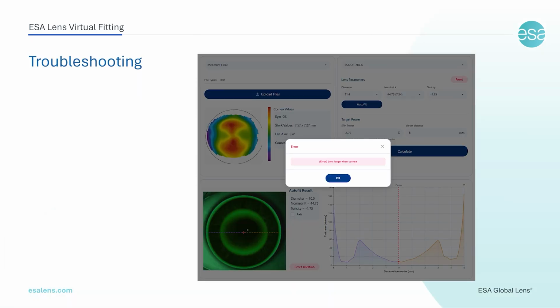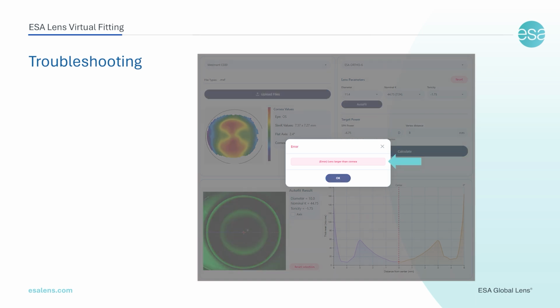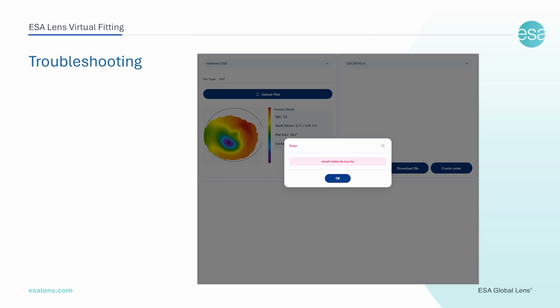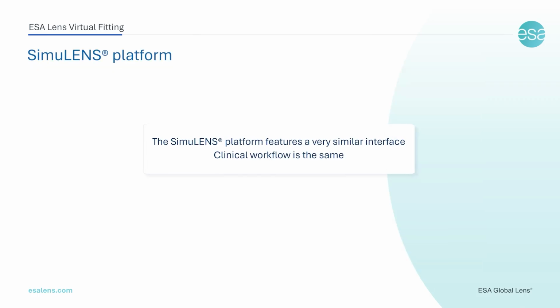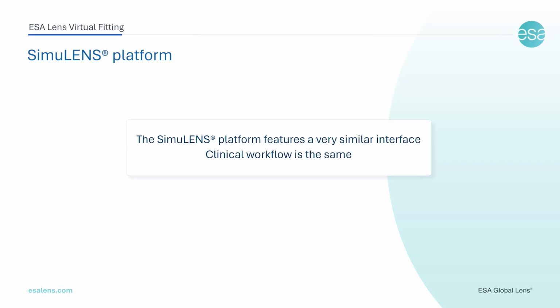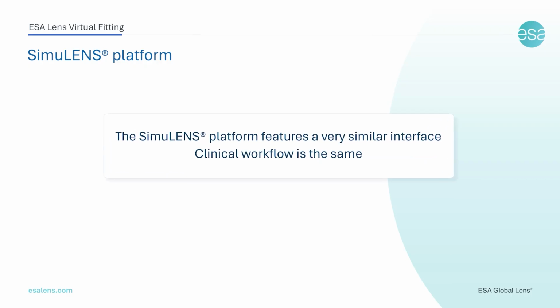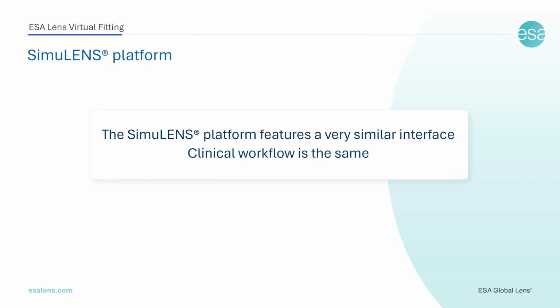If the lens diameter you specify is larger than the patient's minimal corneal diameter, the platform will trigger an error message. If the platform displays the message "No lens fits" after a virtual fitting attempt, it indicates that the corneal parameters do not allow for an adequate fit. The SimuLens platform features a very similar interface and logic to the ESA Fit system, so the clinical workflow remains the same.